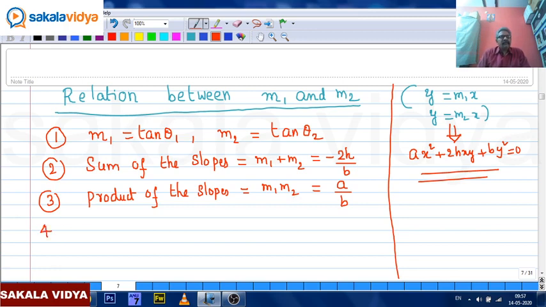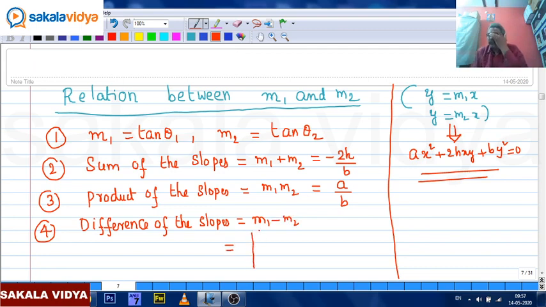And the fourth important point is difference of the slopes. So difference of the slopes is equal to m1 minus m2. This is equal to modulus of 2 root of h square minus ab by b. This is m1 minus m2. Okay.